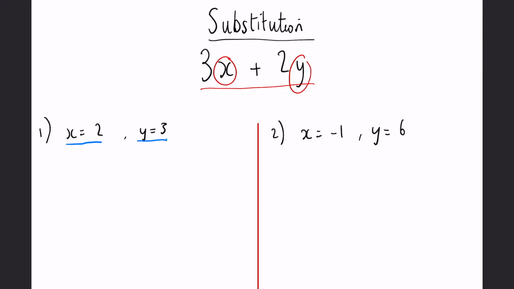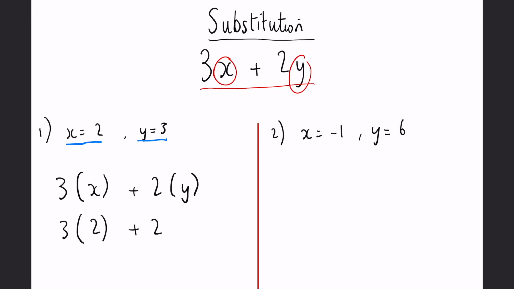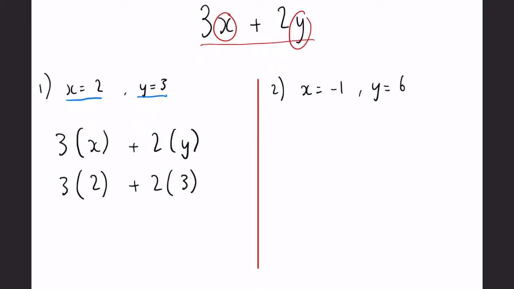So, if we take our expression, but rewrite it, instead of those x's and y's, we want to put numbers in where they are. So 3, and we know x is 2, so we put a 2 in there. And we know that y is 3, so we can put a 3 in there. And just like normal, when we have brackets, we simply want to multiply what is on the outside to the inside. So 3 multiplied by 2 gives us 6, and 2 multiplied by 3 gives us 6 as well. So that is going to equal 12, just like that.